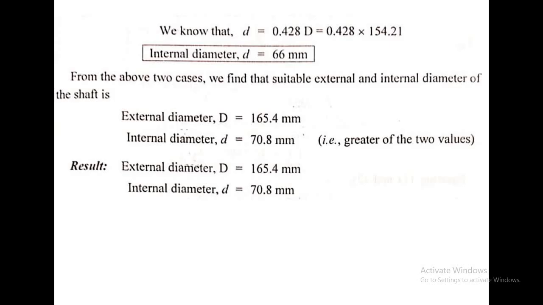From the two cases you select the bigger values, so the final answer is capital D equal to 165.4 mm and small d as 70.8 mm.